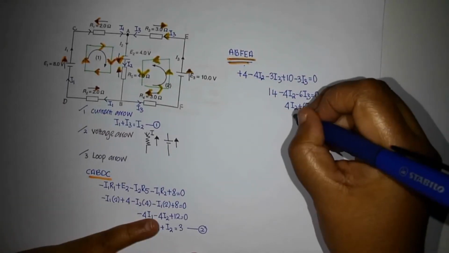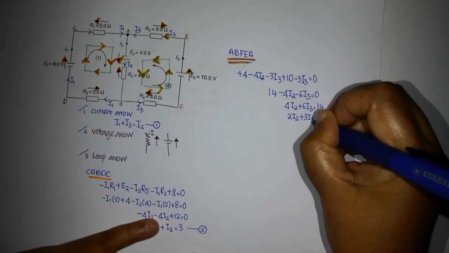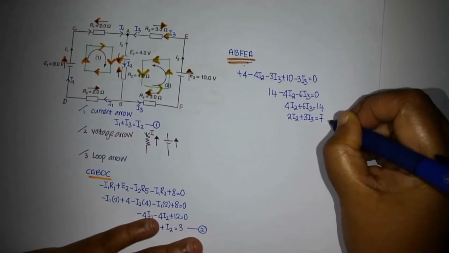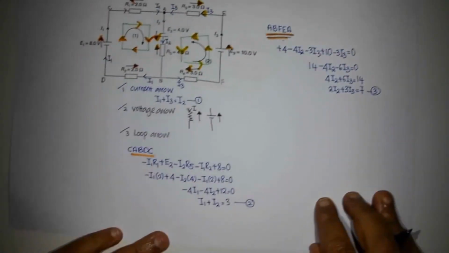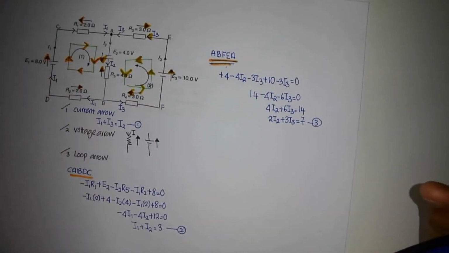Okay, divided by 2. 2I2 plus 3I3 equals 7. So this is my third equation. Okay, 1, 2, 3. Then we can solve with our maths simultaneous equations.